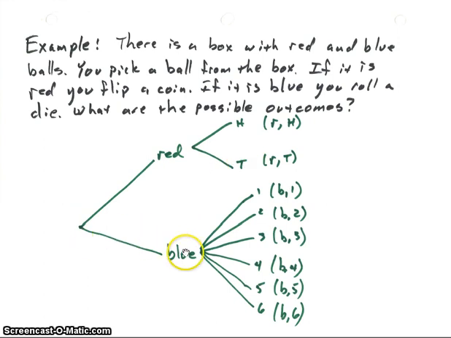For the blue ball, if we pick a blue ball, we are going to roll a die. And the possible outcomes for rolling a die, of course, are 1 through 6. So we'll have 6 different items down here, 1 through 6 coming from the blue. So the possible outcomes then would be red and heads, red and tails, and so on. Blue and 1, blue and 2, through blue and 6. And the ends of the tree diagram, sometimes called the leaves on the tree diagram, will show us all the items that are possible outcomes.